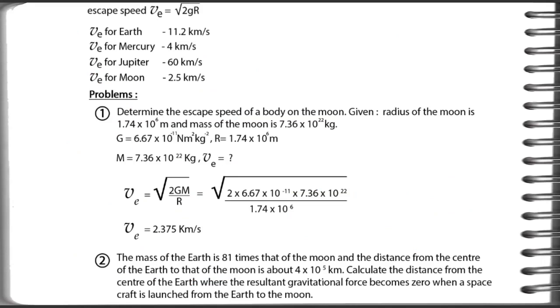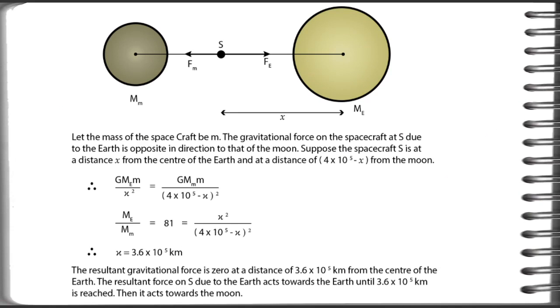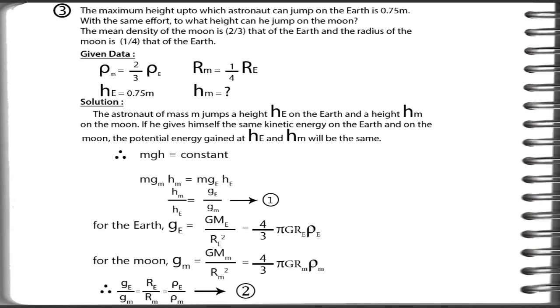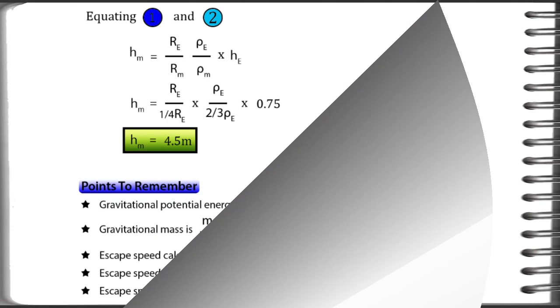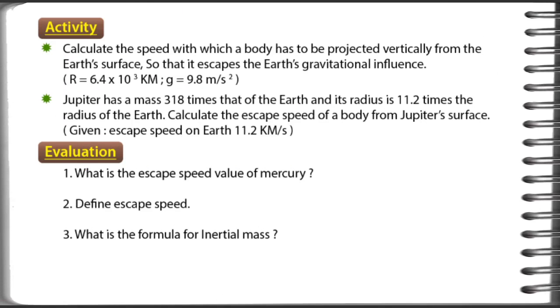In addition, there are some problems for your clarity, so carefully watch them, by which you will get more clarity. Then points to remember is given. Read that also. In the activity area there are 2 problems given. Solve them carefully, by which you will get more clarity. In the evaluation area some questions were given. Answer them carefully. Thank you.